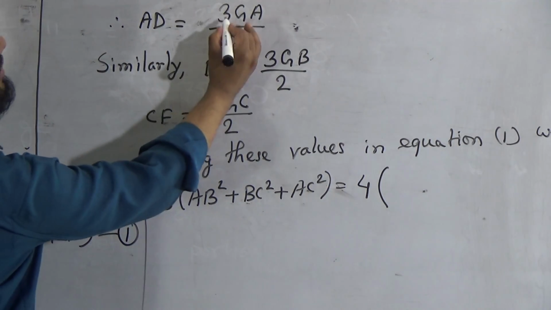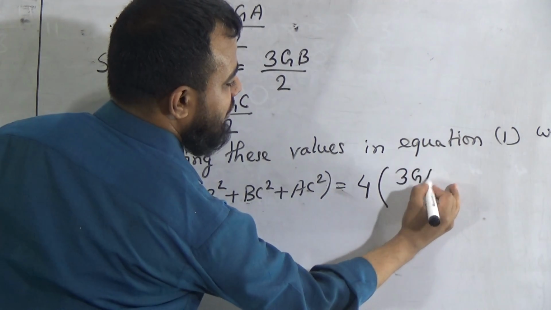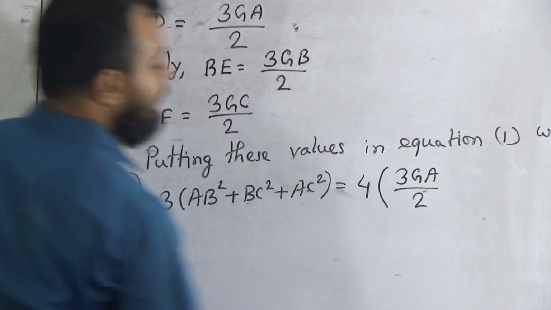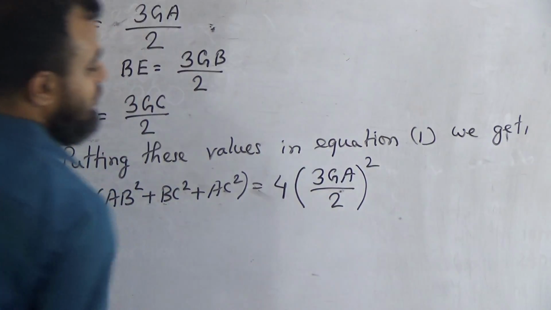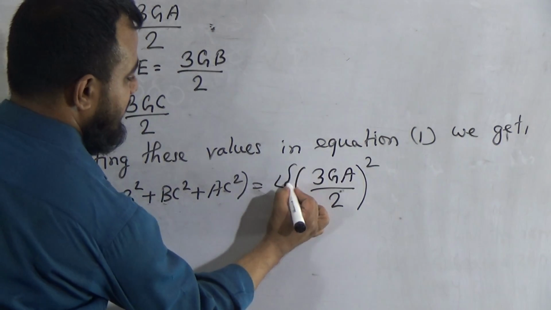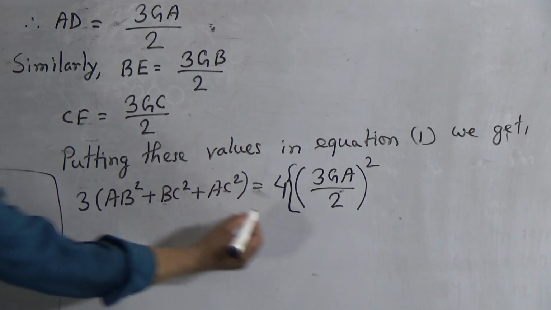The value of AD is 3GA by 2. We'll put it down, 3GA by 2, the value of AD. And this AD has the square, so we'll put square. This 4 is multiplied with all of AD square, BE square and CF square, so we will write down the second bracket here.